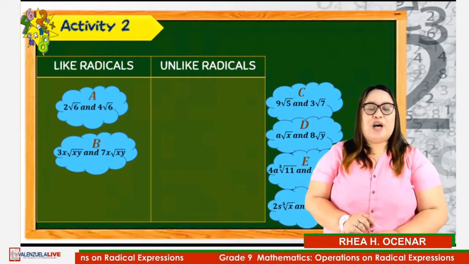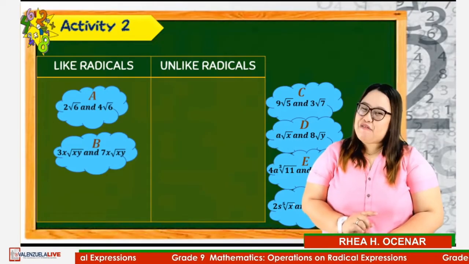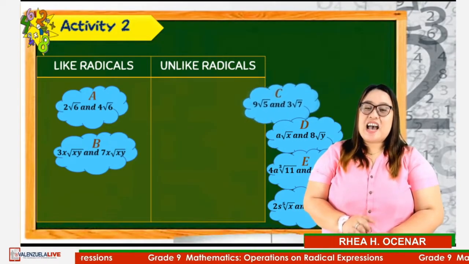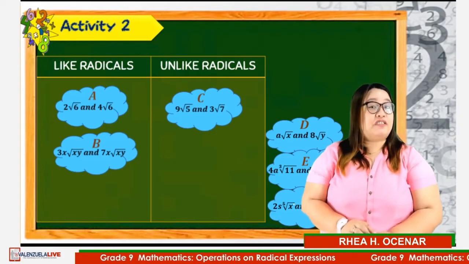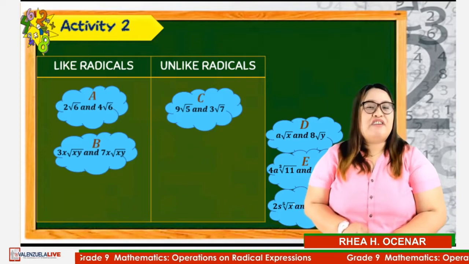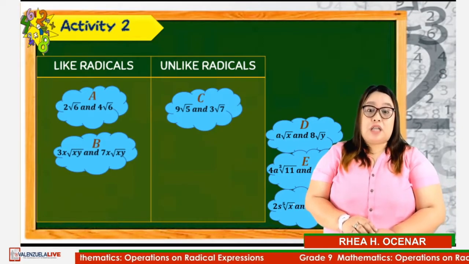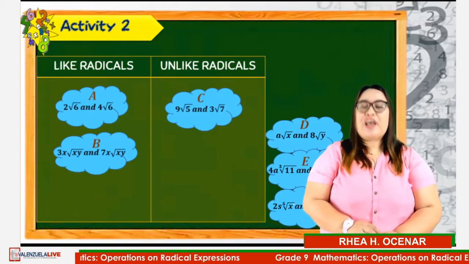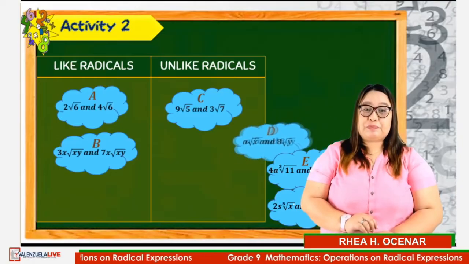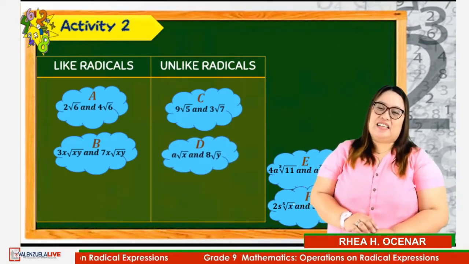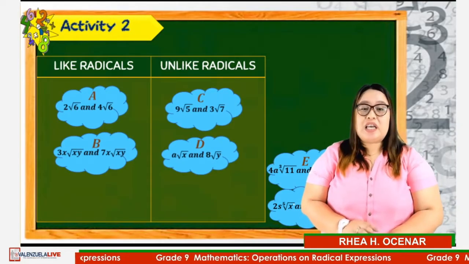Let's check cloud C. Perfect! The answer is unlike radicals because even if they have the same indices, they have different radicals. What about cloud D? Very good. The correct response should be unlike radicals. How about the radical expression in cloud E?